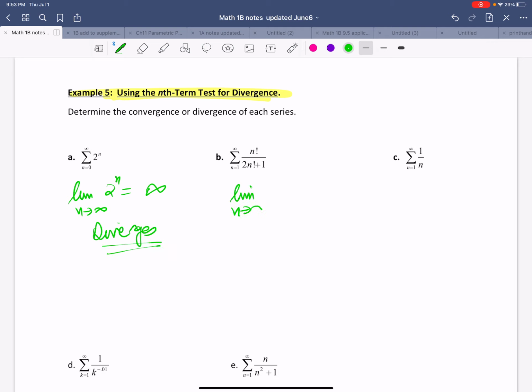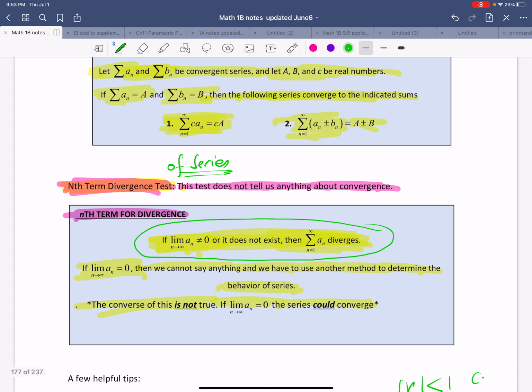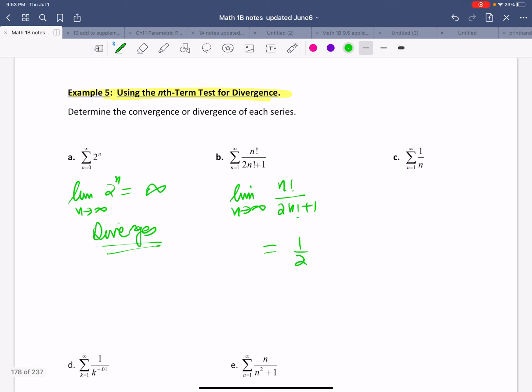Limit as n goes to infinity of n factorial over 2n factorial plus 1. So here we kind of have the same power in the numerator and denominator. This limit is going to go to 1/2. So again, this is not equal to 0, so the series diverges. If it's not equal to 0, that means the series diverges. So we can say the series diverges. We're going to learn many tests to find out about convergence and divergence of series in this chapter.